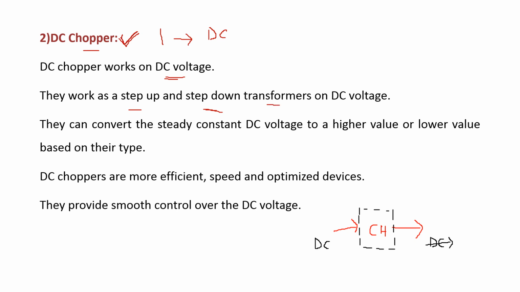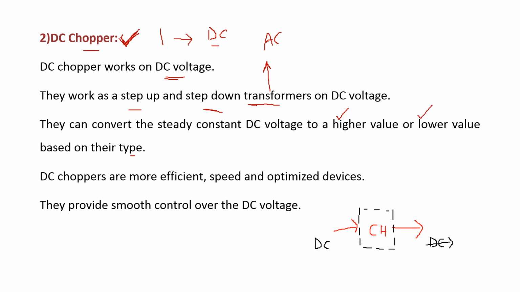Why? Because by using a transformer we can step up or step down the AC voltage, but in case of DC, by using a chopper we can step up or step down the DC voltage. So the DC chopper is also known as the DC transformer, and depending upon the requirement and the type of chopper we can get an output voltage which is higher than the input as well as lower than the input value.